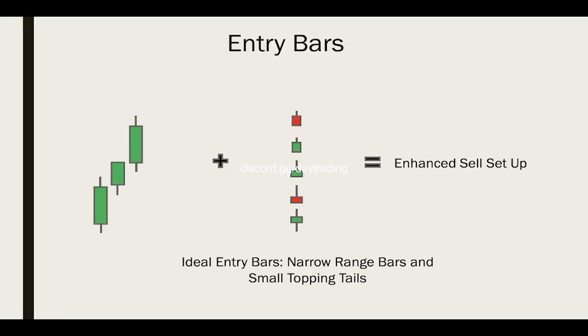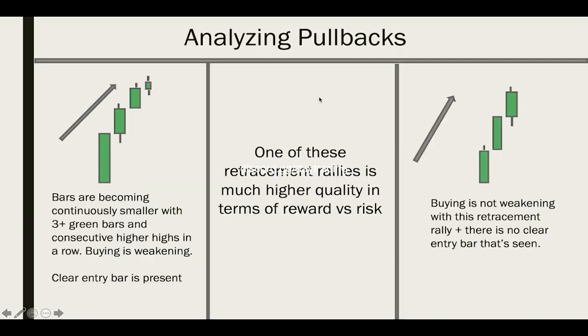Entry bars, as we're aware, make it an enhanced setup. Ideally, we have narrow range bars or small topping tails, right? Before, on the buy setup, we wanted bottoming tails, because a bottoming tail shows that the buyers have taken control. With a topping tail, it shows us the sellers have taken control, which is what we want when we're shorting. So we obviously want an entry bar. It improves our reward to risk.